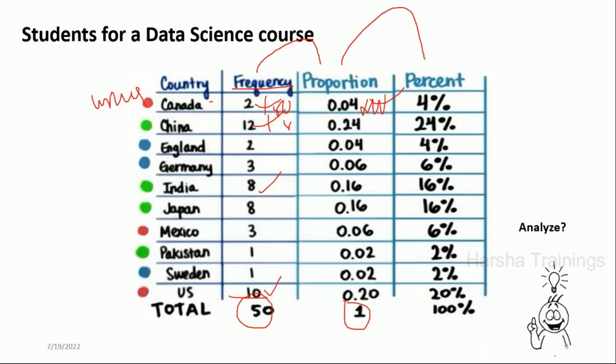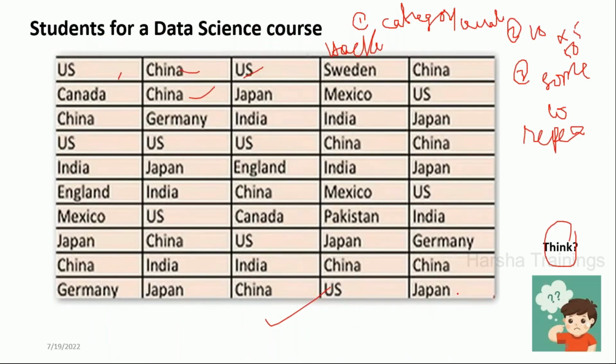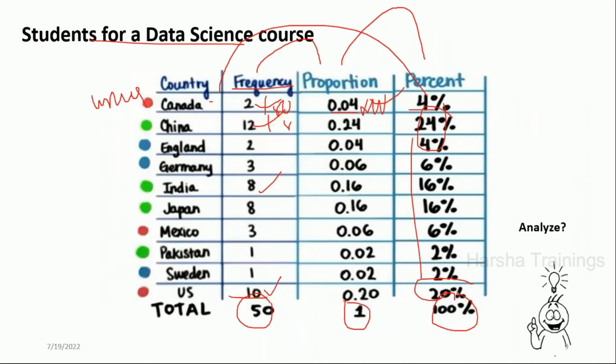Now, 0.04 multiplied by 100 will be 4%. Now I can say that Canada has only 4% in data science. China is having 24%, US is having 20%. If you add all these percentages, you are going to get 100%. Okay. Now slowly we are converting the qualitative data into analytics.